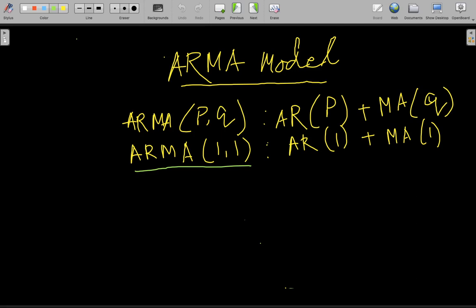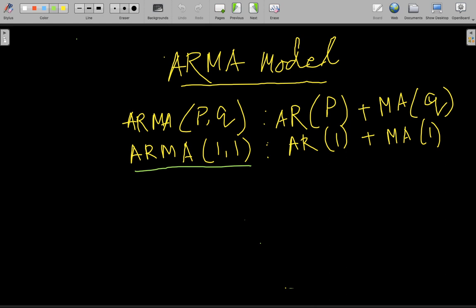Hello and welcome back to the lecture of time series econometrics. In this lecture, we are going to cover a very important topic called the autoregressive moving average model, or in short, ARMA model. Now, as the name suggests, ARMA is basically a combination of AR and MA, which is autoregressive as well as a moving average model.